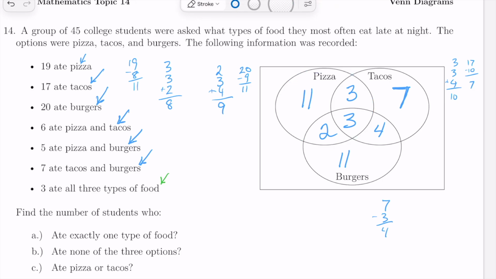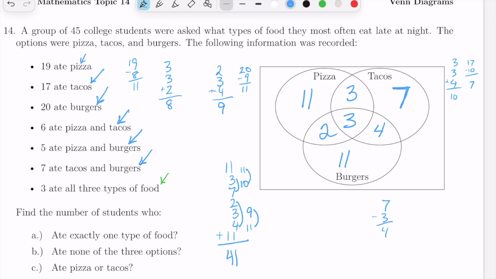Now, it may seem like I'm done, but I'm not. Let's double check something here. If I add up all of these numbers, 11 plus 3 plus 7 plus 2 plus 3 plus 4 plus 11. Okay, so let's take a minute and do this. Well, this is 10, and this is 9. So now I have, let's see here, 20 and 21 makes 41. That's how you can tell I don't have a calculator, so hopefully I'm right.